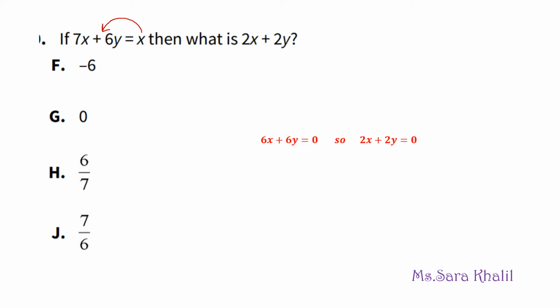Okay, but I don't want 6x and I want 2x plus 2y. Very simple. What will happen if you divide this whole equation by 3? If you divide this whole equation by 3, you are going to reach 2x plus 2y, and still it's going to equal 0. So the answer must be G.